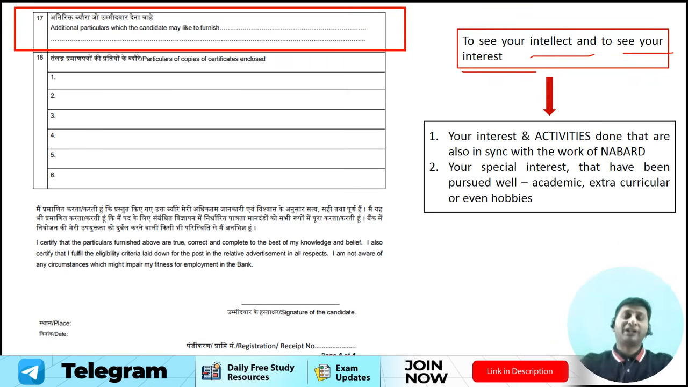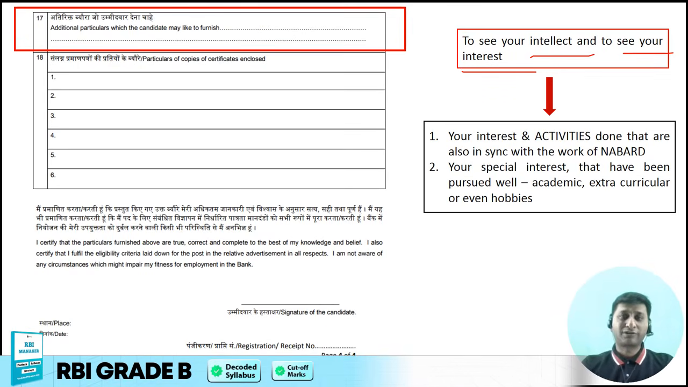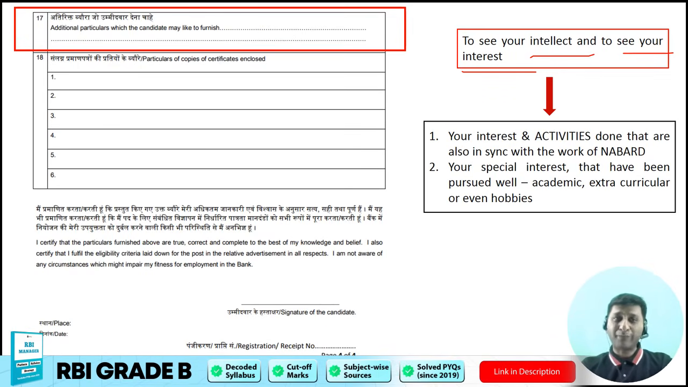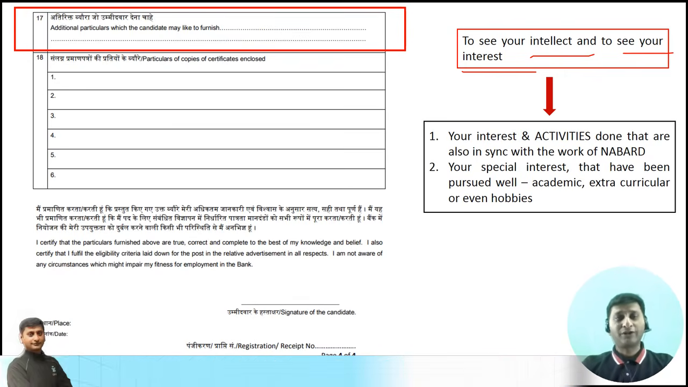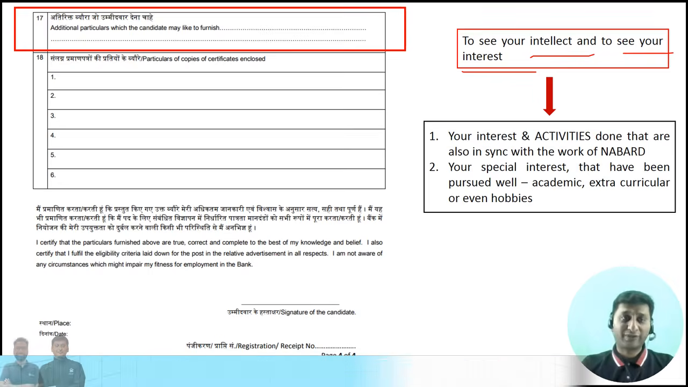So do not mention anything like dancing, singing, etc. I do not think that makes sense because there had been a separate column for that. There had been a separate column for your academic qualifications, for your work experience, for your medals, scholarships, and your co-curricular activities. There had been separate columns for everything.